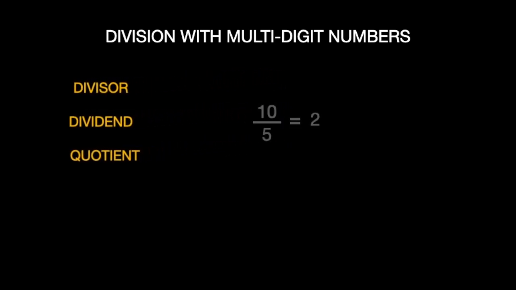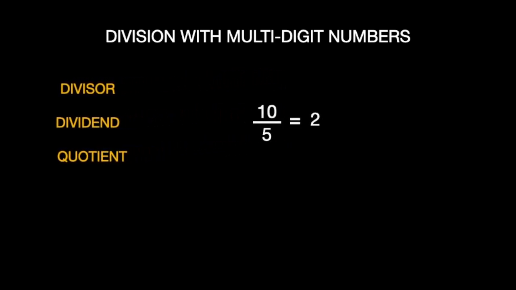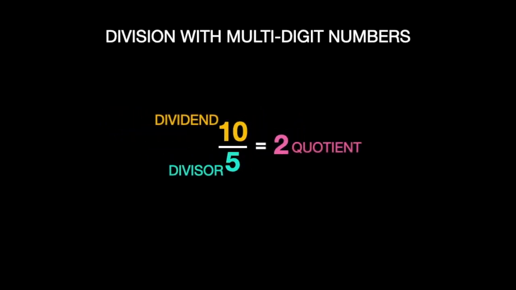In this video, we are going to be working with division with multi-digit numbers. Let's remember some key vocabularies: divisor, dividend, and quotient. Let's look at an example to illustrate those vocabularies. If I say 10 divided by 5 is equal to 2, 10 is a dividend, 5 is a divisor, and 2 is a quotient.